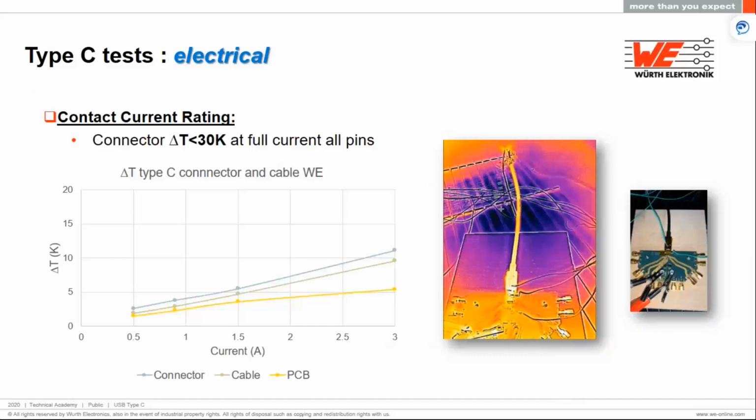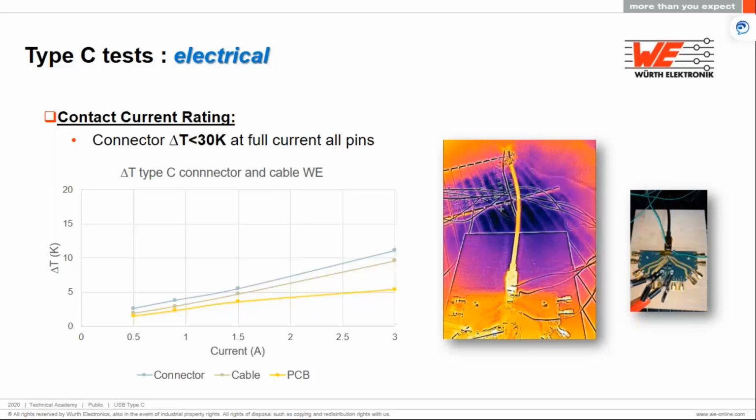Now, this slide explains the current rating test for Type C connector and its thermal behavior. Measurements in this case are either done with a thermocouple glued onto the connector, or we can simply use a thermal camera to see the temperature rise. With this setup, we can measure the temperature rise of three things: the connector, USB cable, and of course the PCB. If you see the graph, the temperature rise for all these three components is way below 30 Kelvin, which is the recommended standard value.